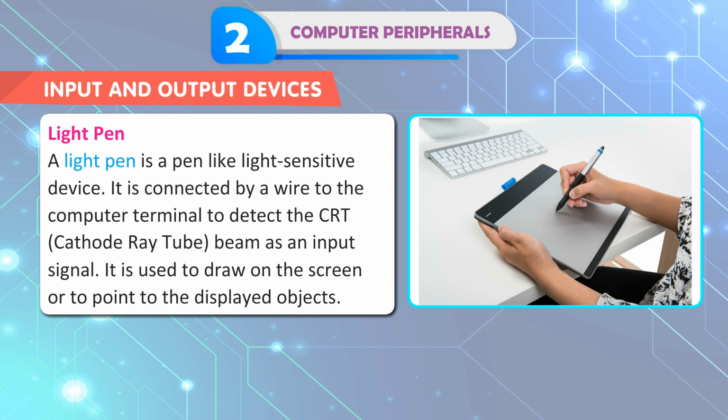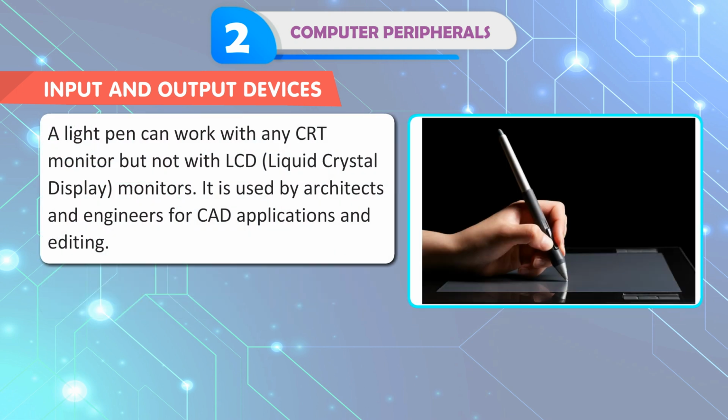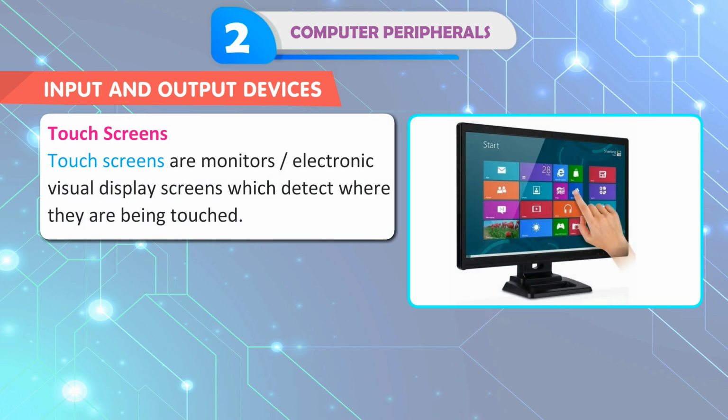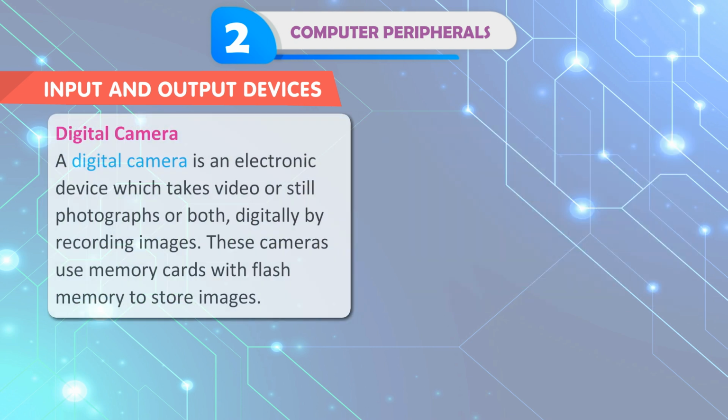Light pen. A light pen is a pen-like light-sensitive device. It is connected by a wire to the computer terminal to detect the CRT, or cathode ray tube, beam as an input signal. It is used to draw on the screen or to point to the displayed objects. A light pen can work with any CRT monitor but not with LCD, that is liquid crystal display, monitors. It is used by architects and engineers for CAD applications and editing. Touch screens. Touch screens are monitors or electronic visual display screens which detect where they are being touched.